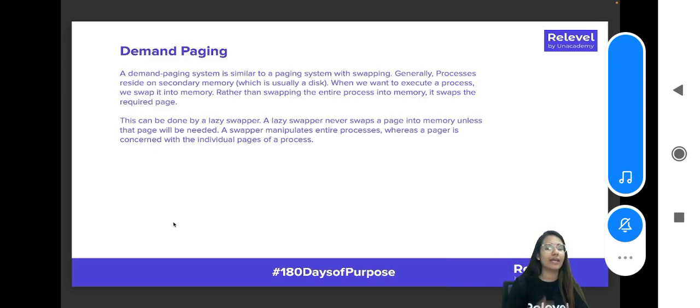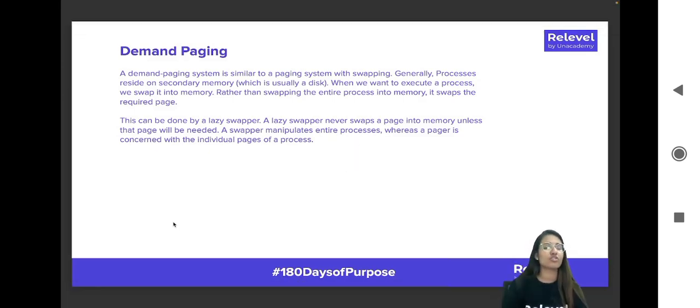Rather than swapping in the entire process, let's say a process has 10 pages. Instead of swapping all the pages of that process into memory, you just swap in the required page which is being executed. This is known as the lazy swapper concept. A lazy swapper never swaps a page into the memory unless this page is needed. A swapper basically manipulates the entire process, whereas a pager is concerned with the individual pages of a process. So it's like lazy swapping.